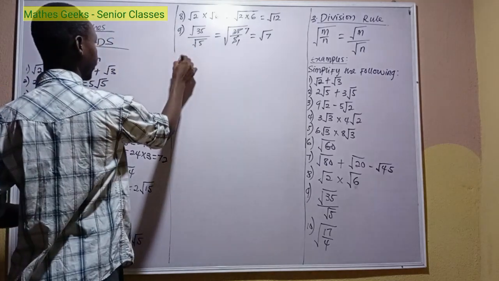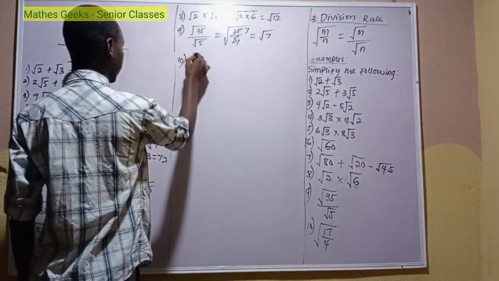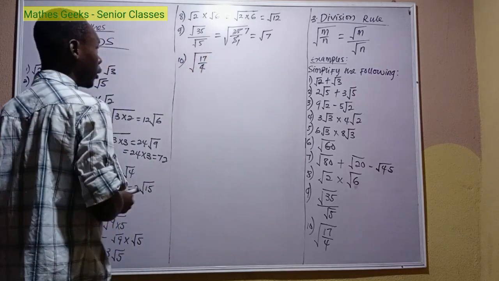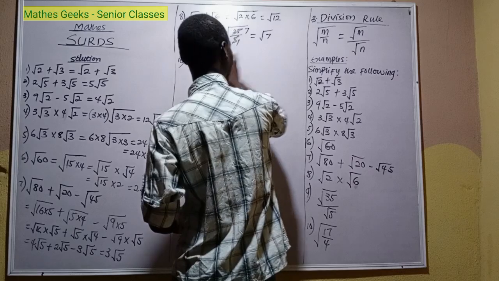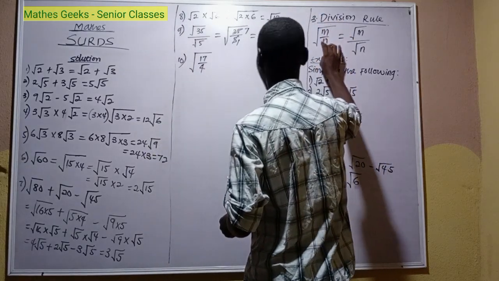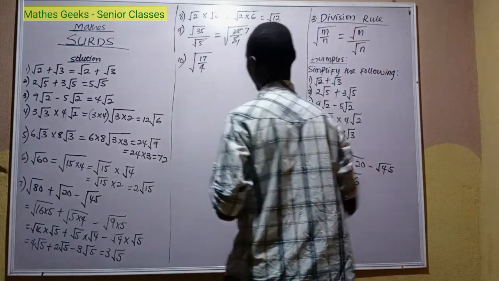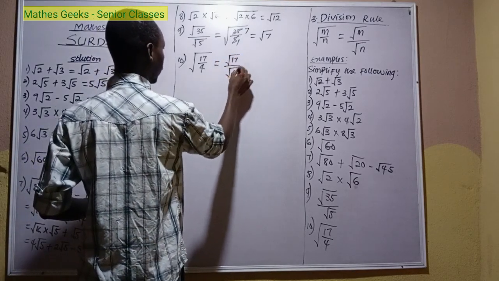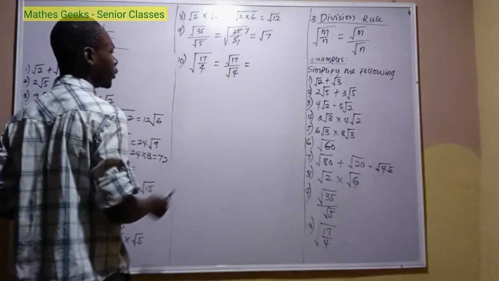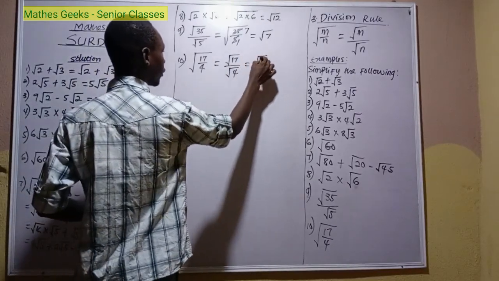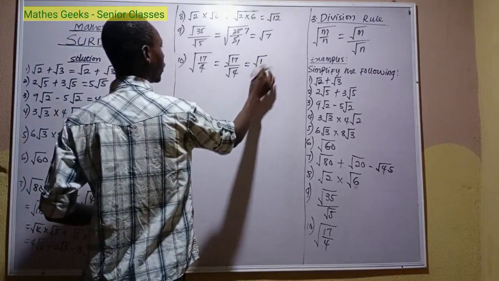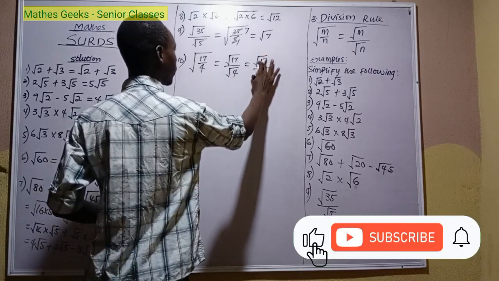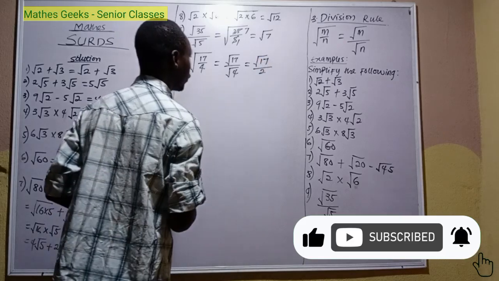In number 10, root 17 over 4. This form is equal to this form here, root n over n. So it would be equal to root 17 over root 4. Now one of them is a perfect square, which is root 4. This is equal to root 17 over the square root of 4, which is 2. So that's the final answer, root 17 over 2.